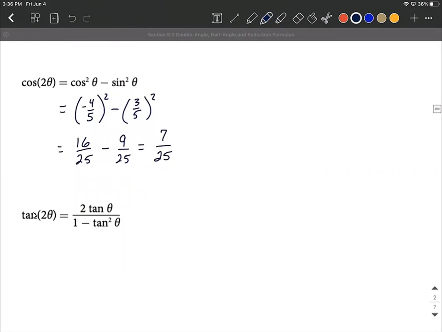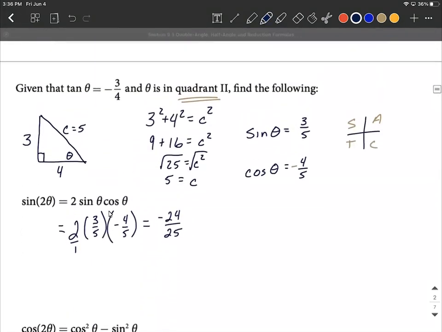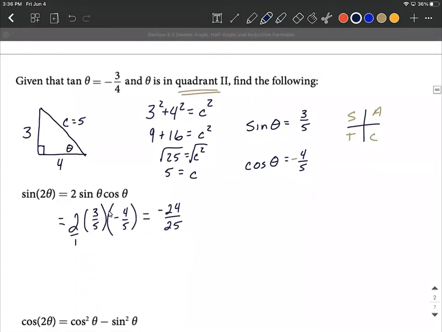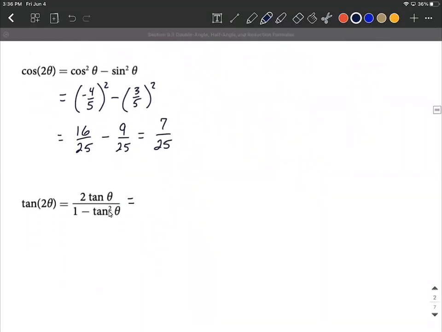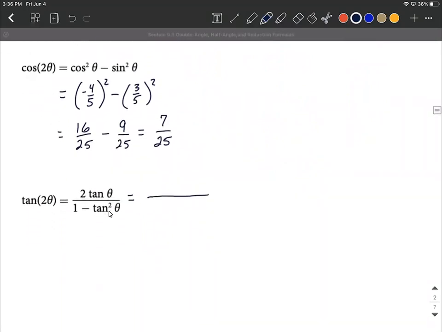Last thing to do here, we have tangent of 2 theta. Now, tangent was originally given to us, so I'm referring back to that exact same value. We're going to fill in negative 3/4 for each one of these tangent of thetas from what was given to us in the very original. So this is going to be 2 multiplied by tangent of theta, which we said was negative 3/4, and then 1 minus, again, negative 3/4 squared, because tangent was being squared.